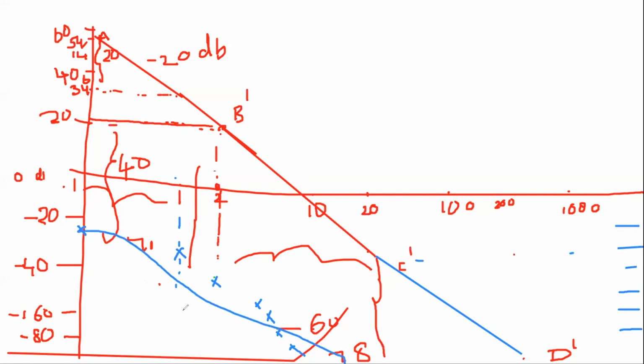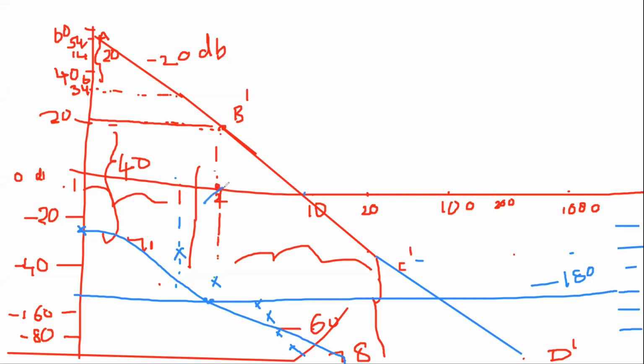Then this joined line might be cutting at minus 180. So wherever it is cutting minus 180, that is nothing but your omega p. So you got omega p here, you got omega g here. So in order to find the gain margin, go up and find out this. This is nothing but your gain margin. Because it is above, it is negative. So it is around minus 8 dB.